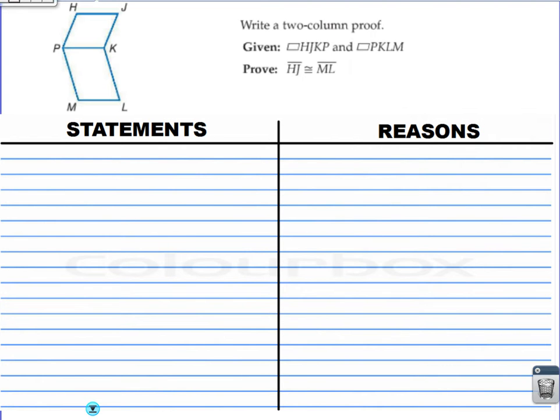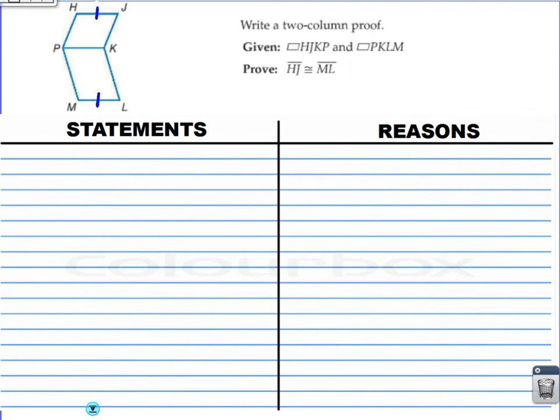Now the next one, instead of going through the entire proof, let's just talk about how we would prove it, because I don't want to spend so much time on proofs. It says write a two-column proof for this. We're given that we have two parallelograms, and I want to prove, and let's do what we're trying to prove in a different color, I want to prove that HJ is congruent to ML. This is, again, a fairly easy proof.